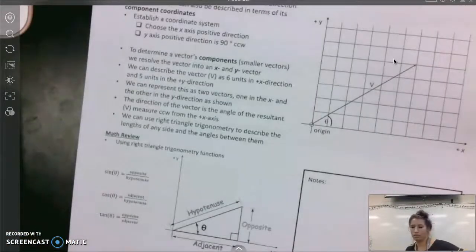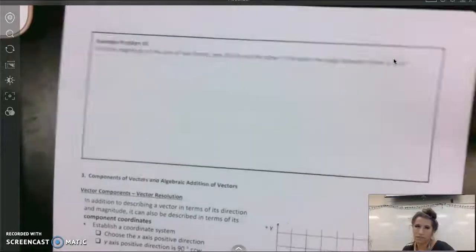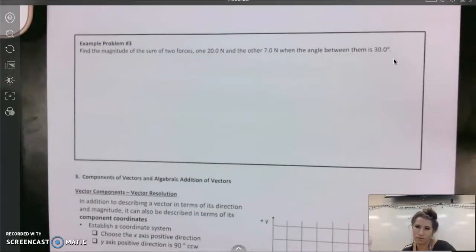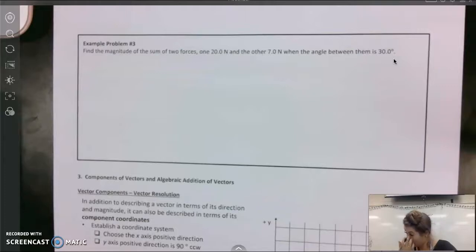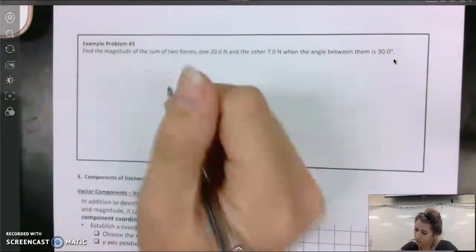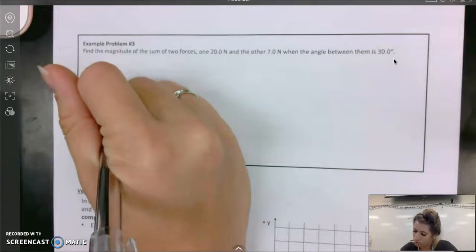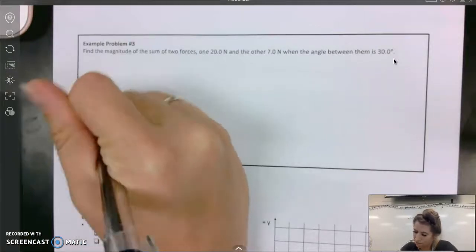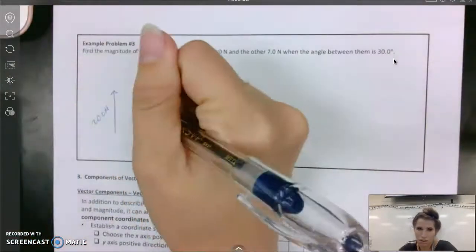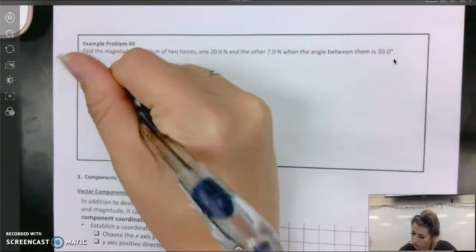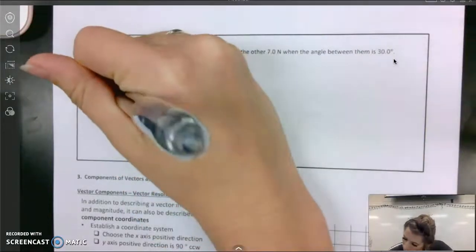Problem number 3. Find the magnitude of the sum of two forces, one 20 newtons, the other 7 newtons, when the angle between them is 30 degrees. Okay, so again, it doesn't tell us the direction, and so we can choose that. We can say that this 20 newtons is going to be that direction. We do know that the angle between them is 30, so this would be like 45, so we're going a little bit less than 45.